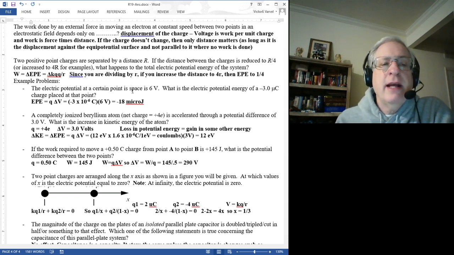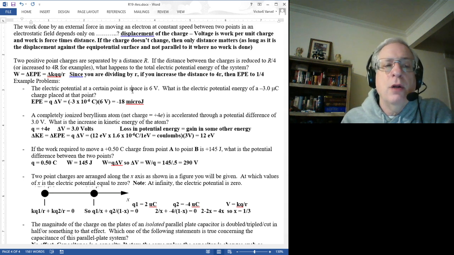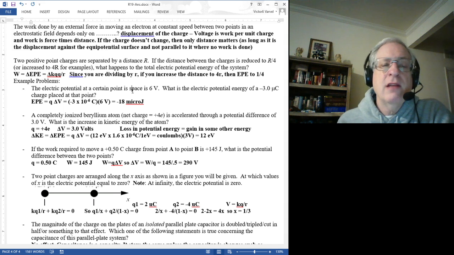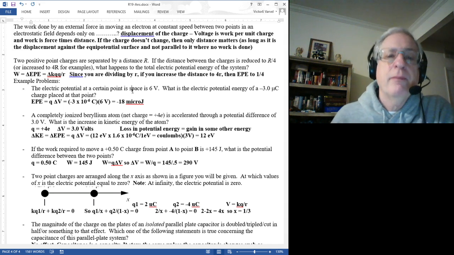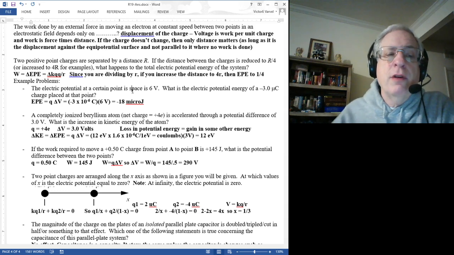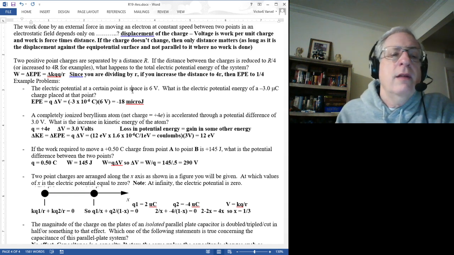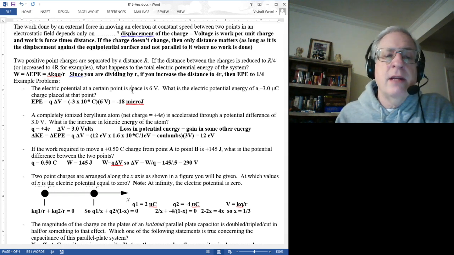The electrical potential at a certain point in space is 6 volts. What is the electrical potential energy of a -3 microcoulomb charge placed at that point? So remember, 6 volts is electrical potential, not electrical potential energy. And EP is equal to the charge times the electrical potential. So if I know the charge and I know the electrical potential, I know the EPE. So -3 times 10 to the -6 times 6 leaves me with -18 microjoules.